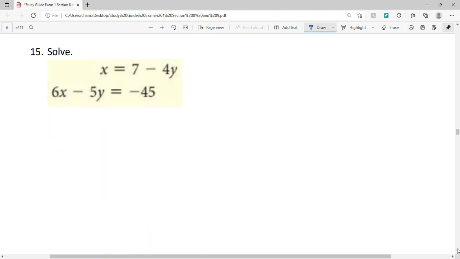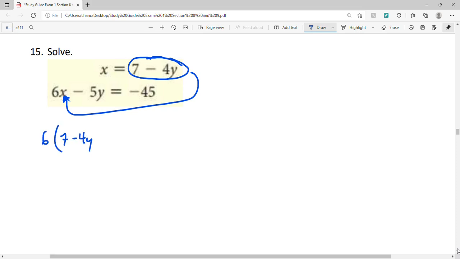In example 15, it is set up for substitution since x is already solved for. So we'll take this 7 minus 4y and we'll plug it into the second equation. And so this gives me 6 times the quantity 7 minus 4y minus 5y is equal to negative 45. We can distribute now.